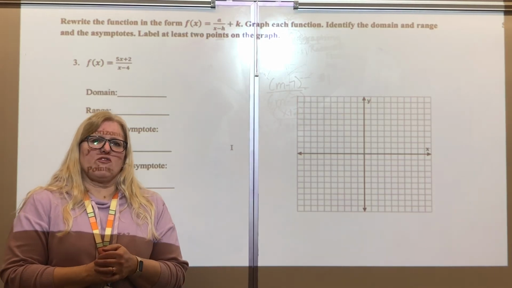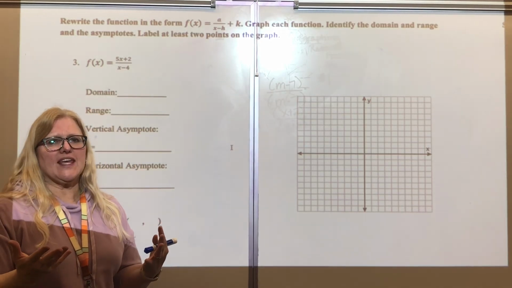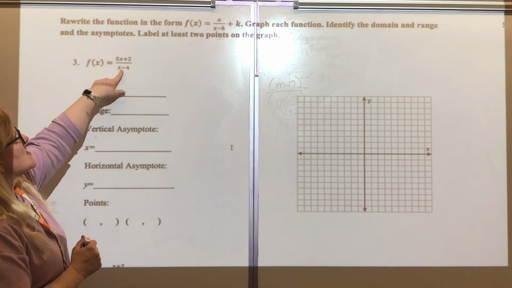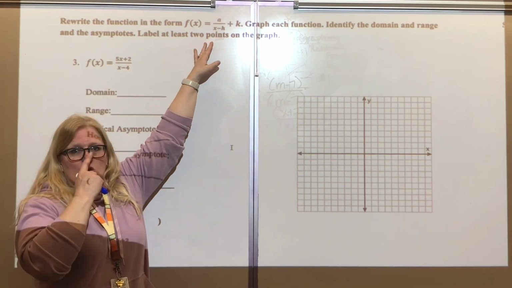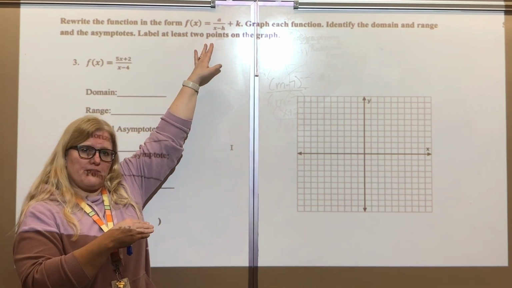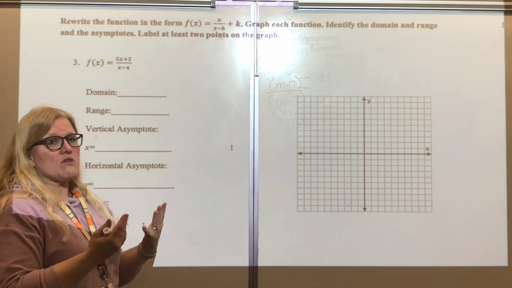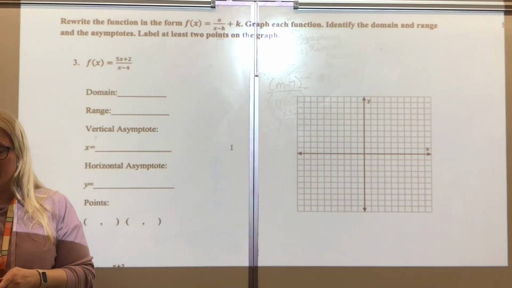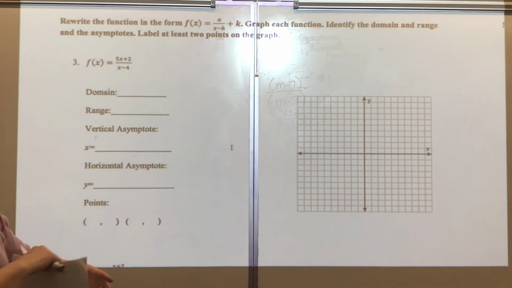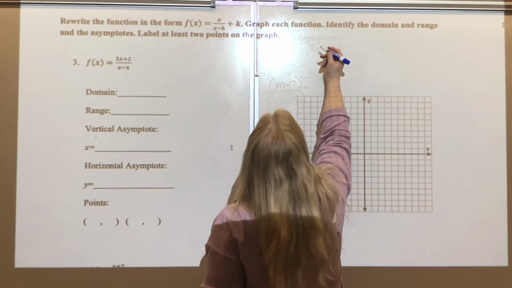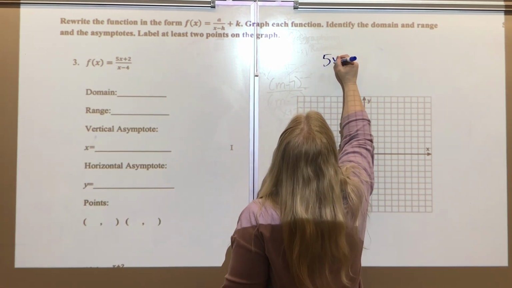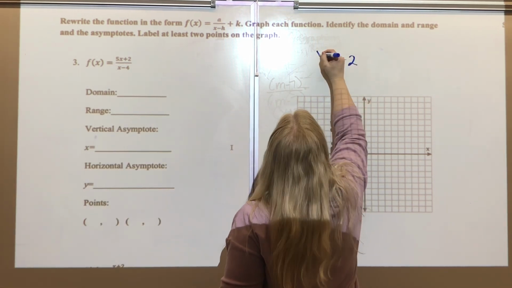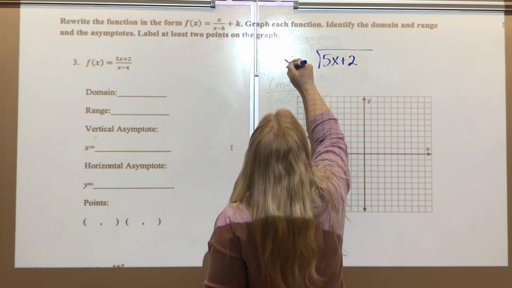Okay, number 3 and 4 are a little bit different, only in that the form is different and the directions are asking you to put it into the other form. So the way that we do that is by long division. Okay, so we have 5x plus 2 divided by x minus 4.